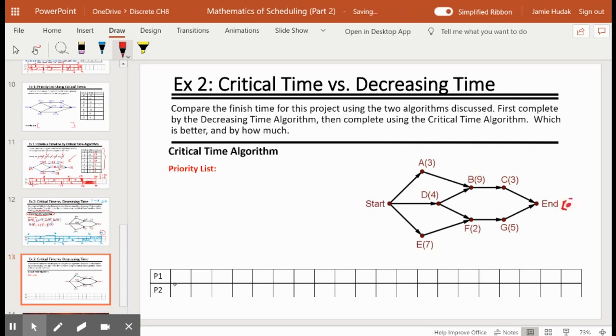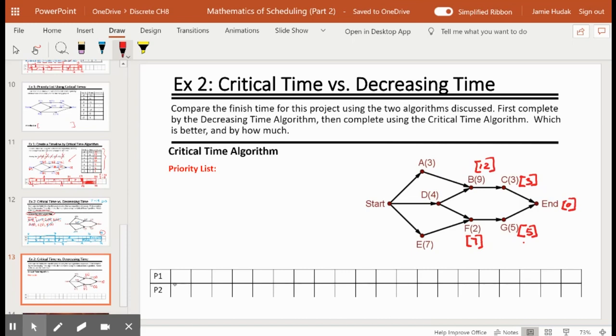So the end vertex has a critical time of 0. We'll use the backflow algorithm to find critical times for each vertex. I added 0 to the 2 vertices connected to end, and then we continue to work backwards. I can add C, which has a critical time of 3, to 9. 9 plus 3 gives B a critical time of 12. I can take the critical time of 5 on task G and add it to task F. So 2 plus 5 gives F a critical time of 7.